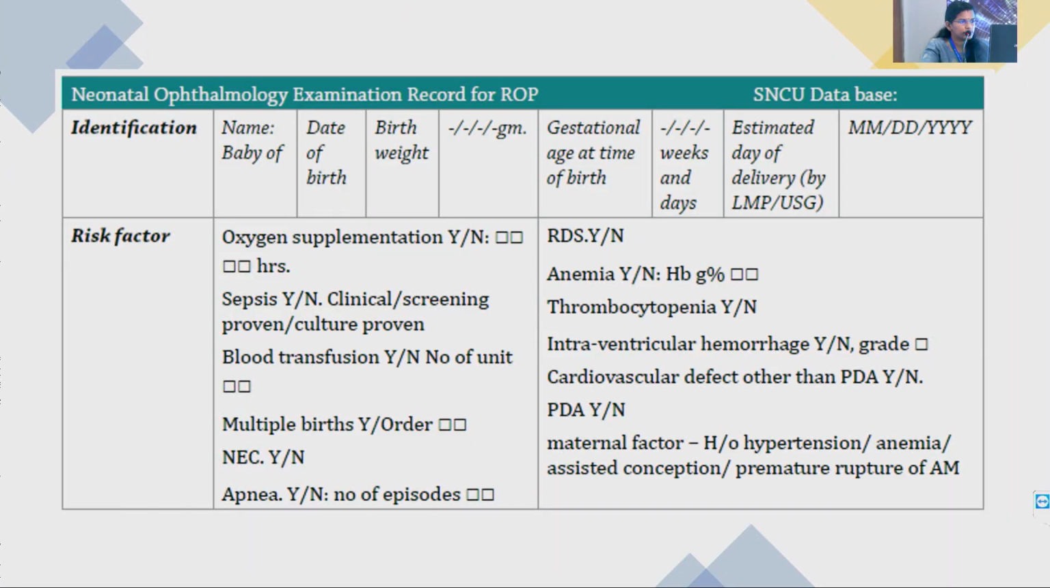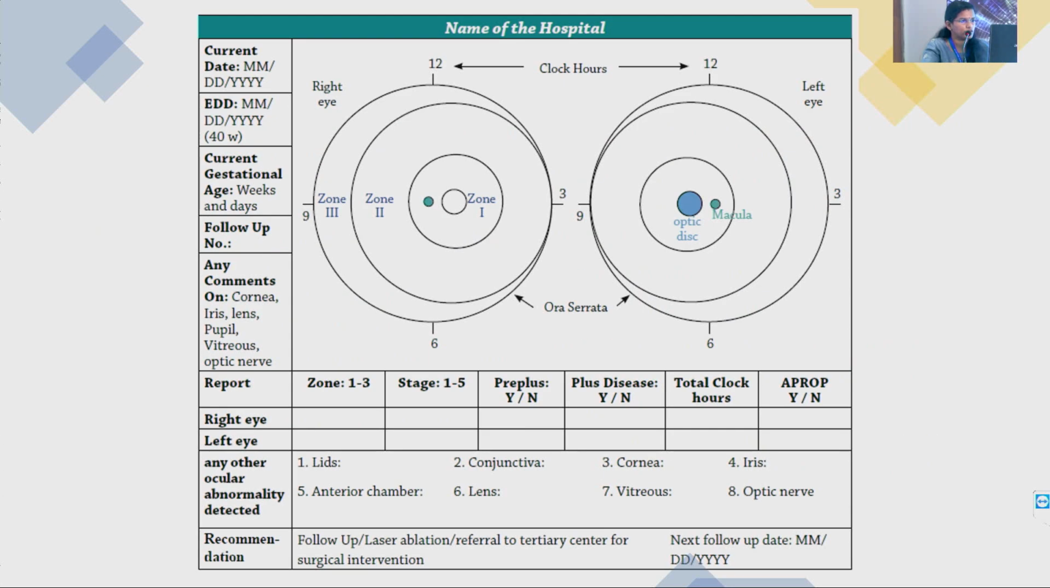This is an example of a chart showing how we can record the ROP screening: the baby's date of birth, birth weight, and the present gestational age at each examination. The risk factors have to be mentioned in the initial visit, and on the follow-up visit we can record the findings and the further follow-up details: which zone is involved and the stage, whether pre-plus or plus disease is present, the clock hours of involvement, and whether AP-ROP is present or not.